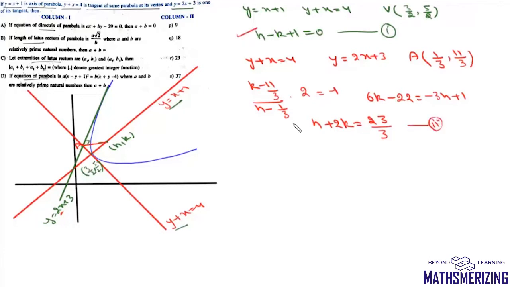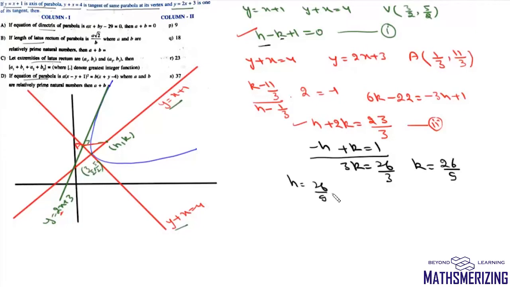So now we have two equations. If we solve these two equations, we'll get the values of h and k. We'll write the first equation as minus h plus k equals 1. We'll add them and get the value of k: 3k equals 26 by 3, so k is 26 by 9. If we put the value of k in this equation, we'll get h as 26 by 9 minus 1, which is 17 by 9. So the focus of this parabola is at (17 by 9, 26 by 9).